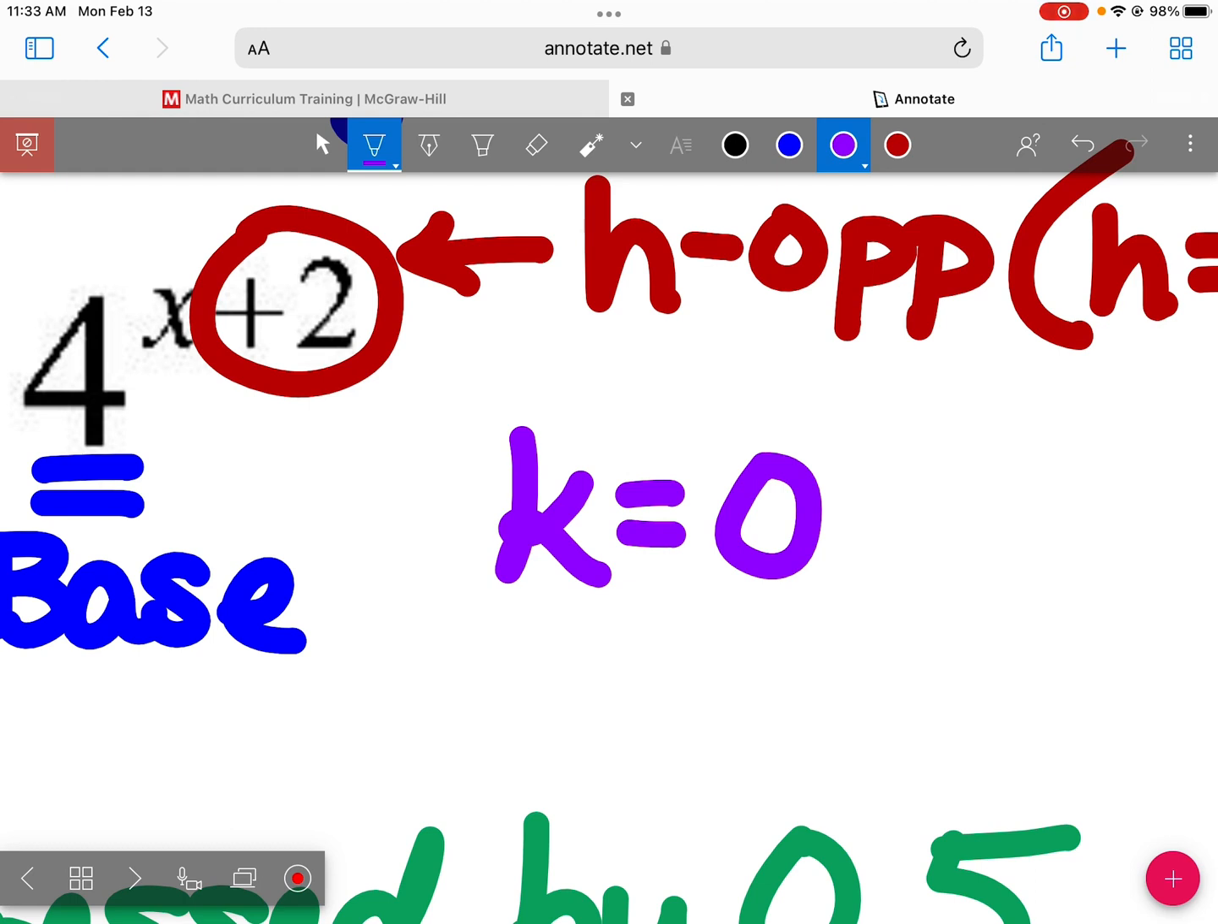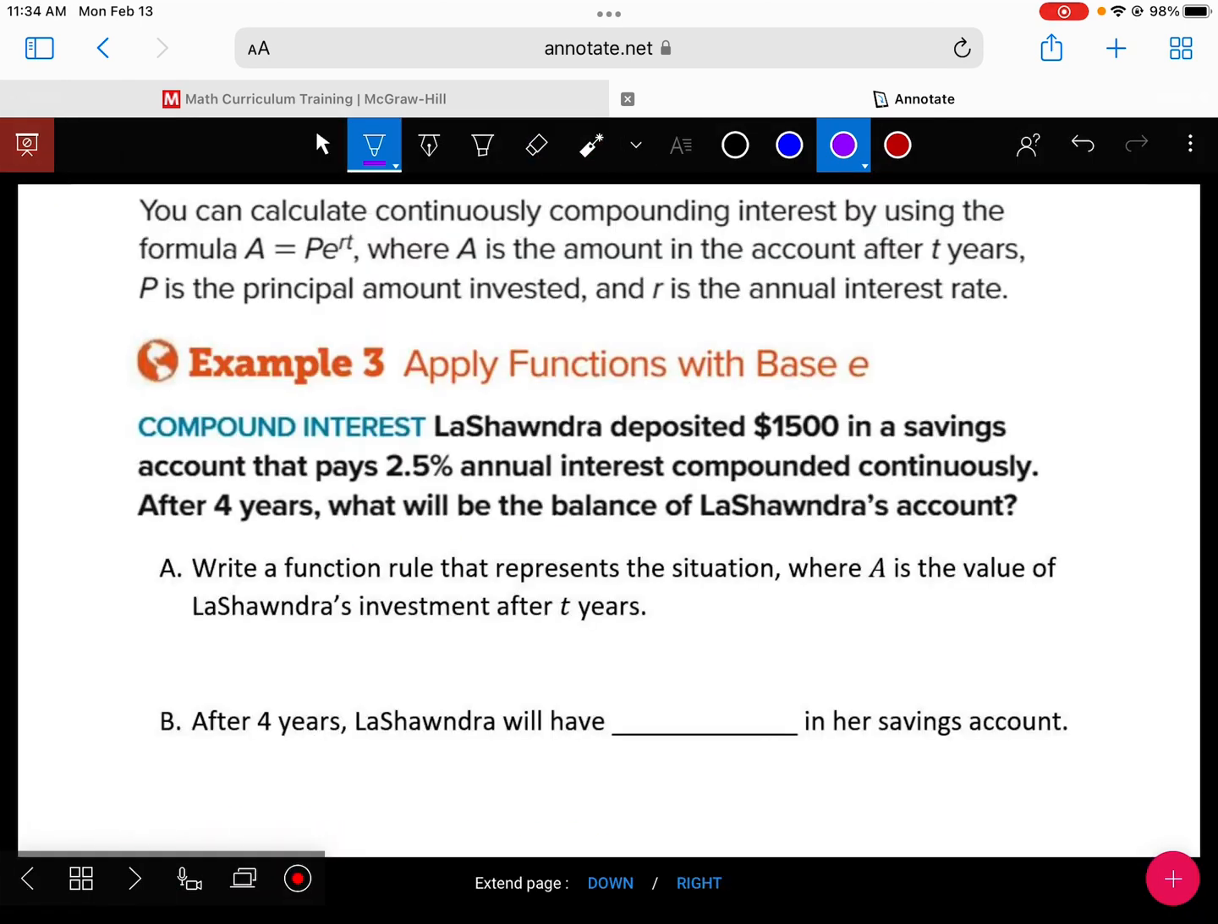Does anybody need an extra copy? There you go. You're welcome. Does anybody else need an extra copy of the 7-3 notes? All right.